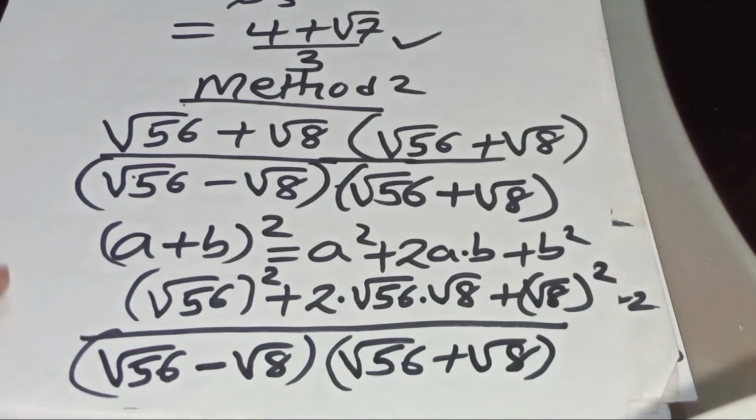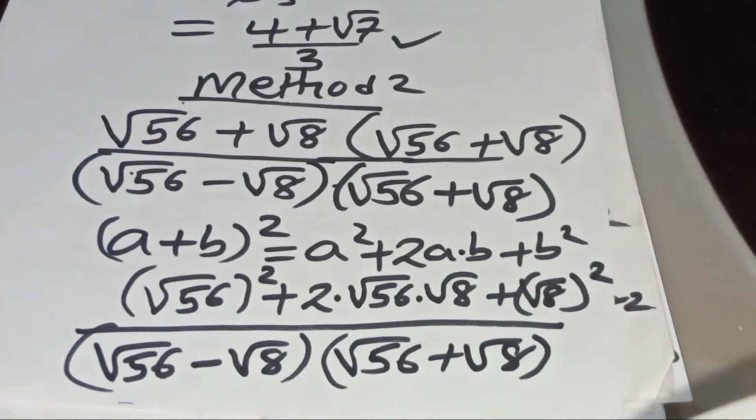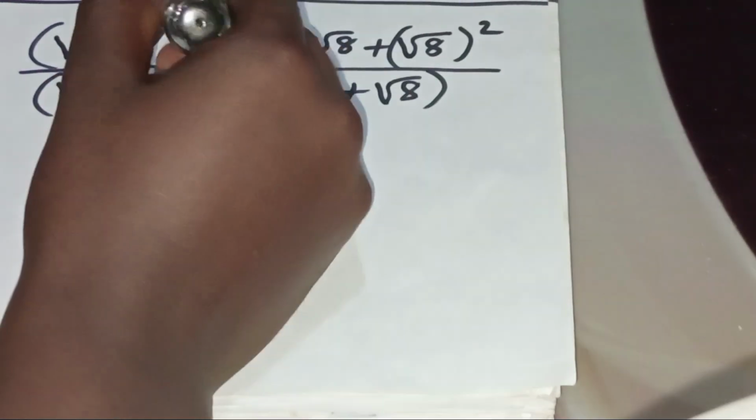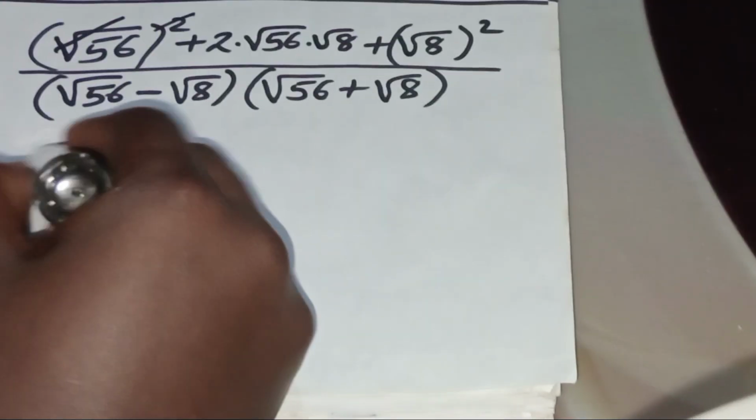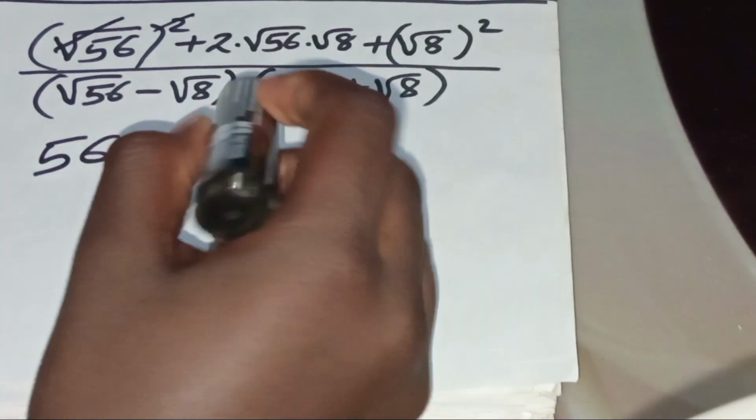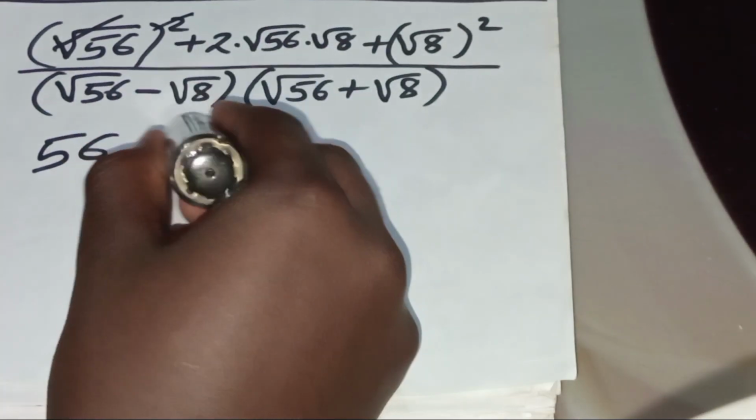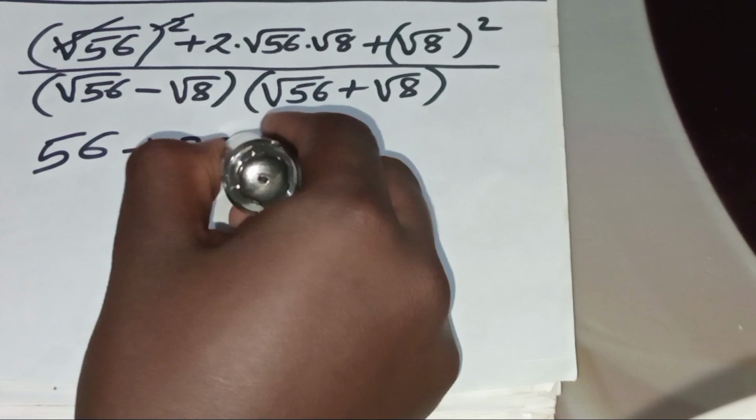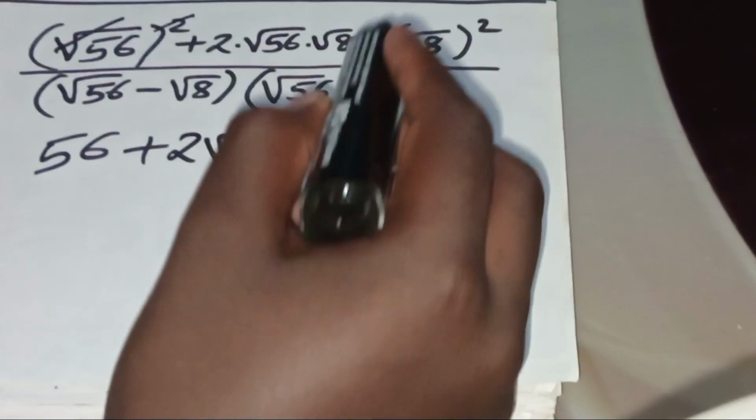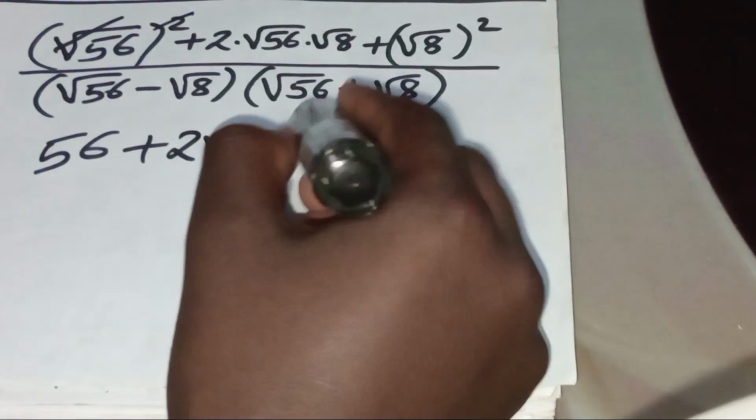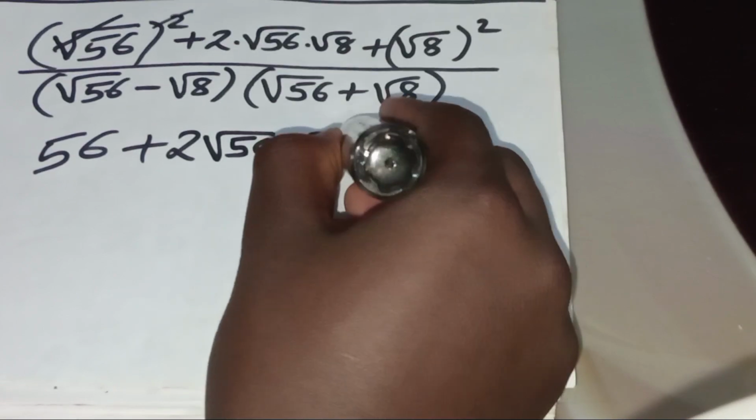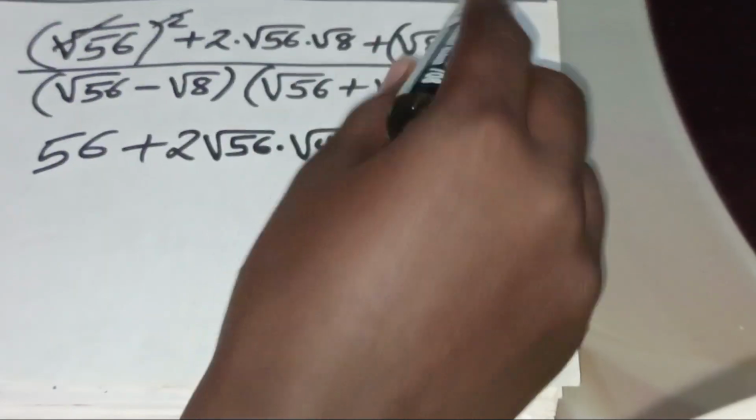So let's proceed. From the numerator part, we have the square root of 56 squared, which is basically 56, plus now we have 2 times the square root of 56 multiplied by, we can express the square root of 8 as the square root of 4 multiplied by the square root of 2, plus 8. The square root of 8 squared is 8.